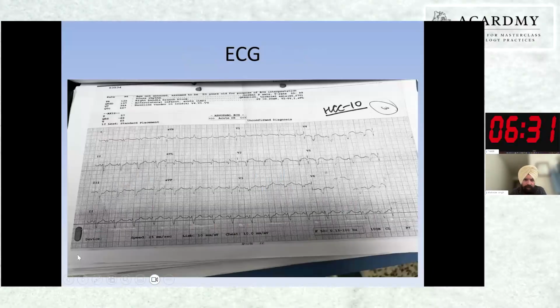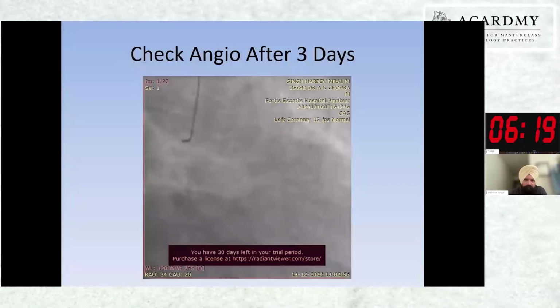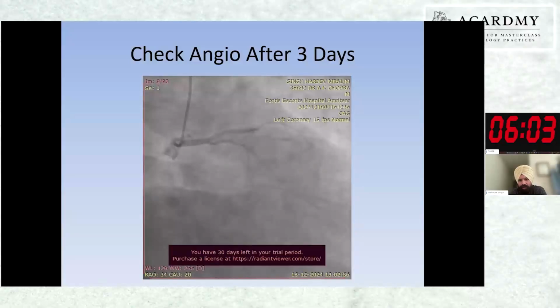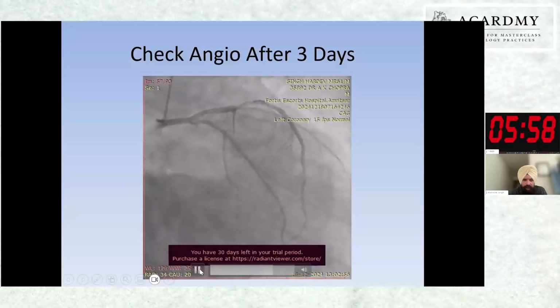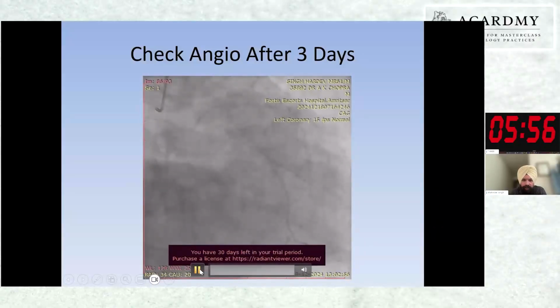This was the post PTCA ECG. It is showing a QRS pattern with the ST changes slightly settled down. And this was the check angio that we did after 3 days. It is showing normal flow in LAD and LCx.